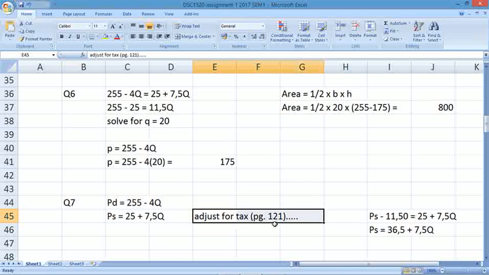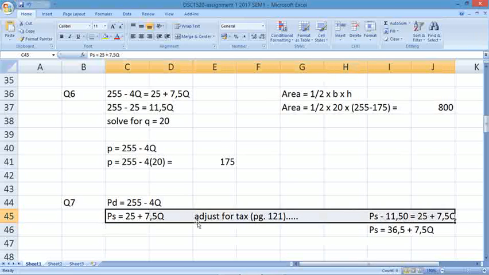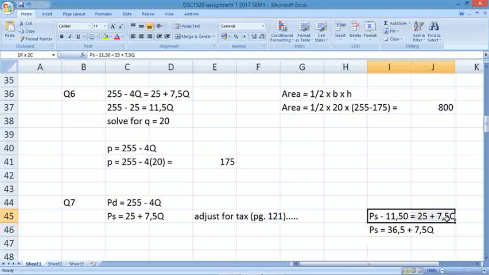Again, there's a page reference here if you guys want to do some additional reading in the textbook. On page 121, they discuss the different types of taxes or subsidies you can get. And there is an example there as well relating to the supply where you're providing for the tax. So what is that going to do to my supply? It's going to reduce the supply by R11.50.